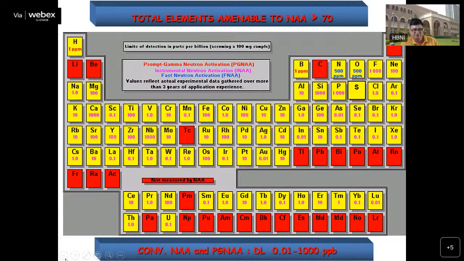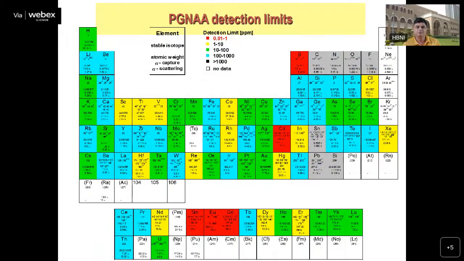And whatever elements you see in red can be done by prompt gamma neutron activation analysis, whereas what we call these colors, this can be done by instrumental neutron activation analysis, and the blue one is by fast neutron activation analysis. This is how various elements in the periodic table are covered by the different kinds of neutron activation analysis.